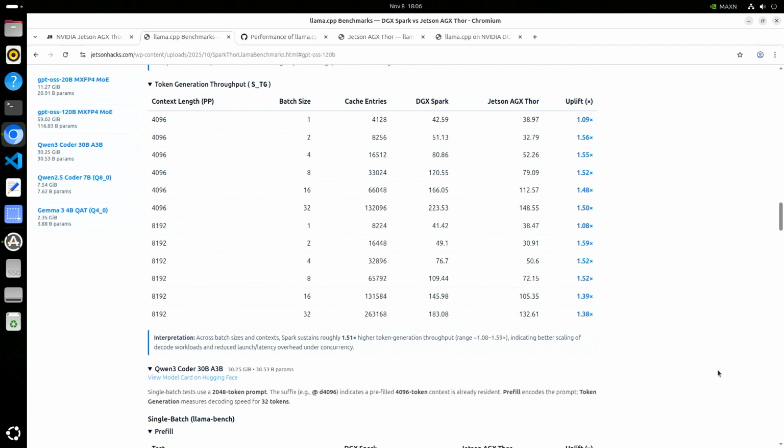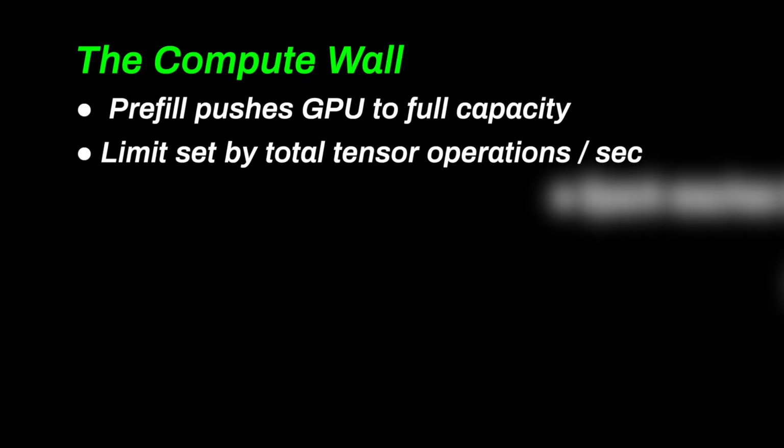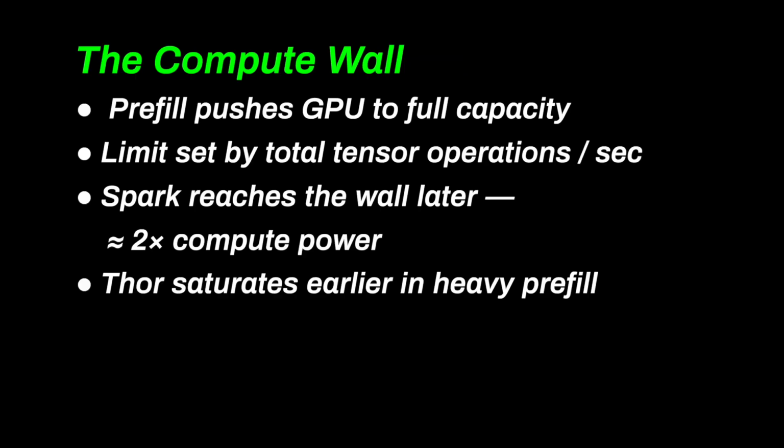As models grow larger, the token generation rate declines for both systems. But that change reveals two invisible boundaries every large language model eventually meets: the compute wall and the memory wall. During prefill, the model processes the entire prompt in parallel, pushing the GPU to its maximum compute capacity. That's the compute wall, the ceiling set by how many tensor operations the hardware can complete each second. Spark reaches that ceiling later, thanks to roughly twice the usable compute power.